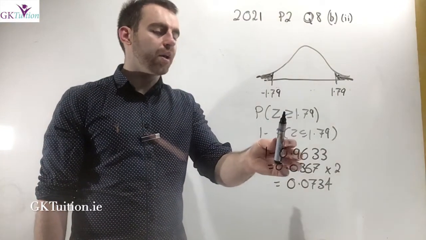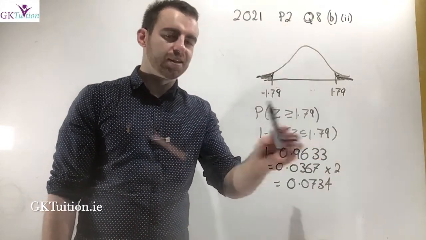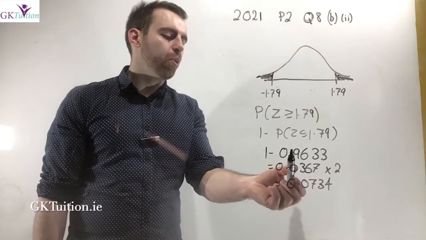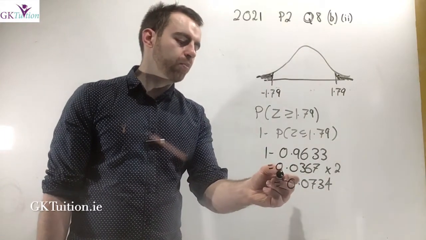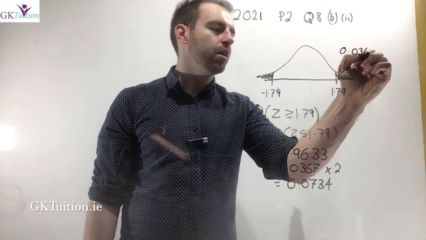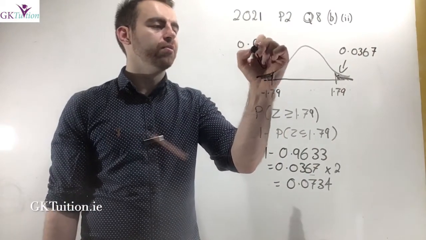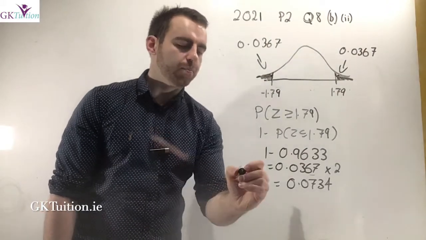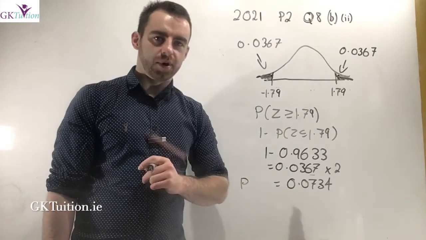To read greater than a value from our maths tables, it's the same as 1 minus less than the value. If you work out the probability Z is less than 1.79, it's 0.9633. 1 minus that figure gives me 0.0367. Or in other words, the proportion of figures in here is 0.0367. But then also the proportion of figures here would be 0.0367. We multiply by 2, and our answer for our p-value is 0.0734.